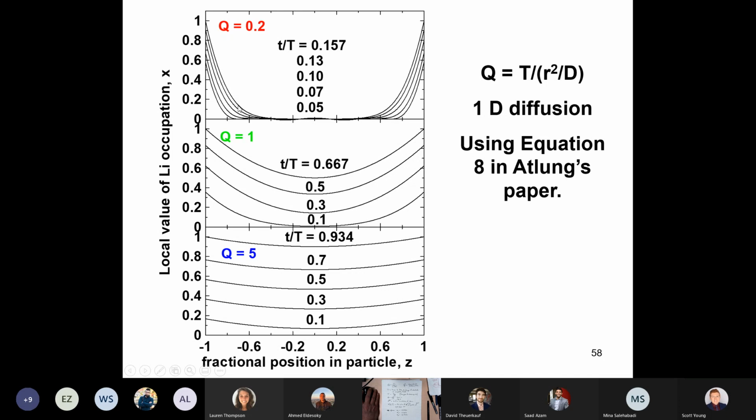This is a very, very nice graph, you know, really makes a nice picture of what's going on for the various times during the discharge.